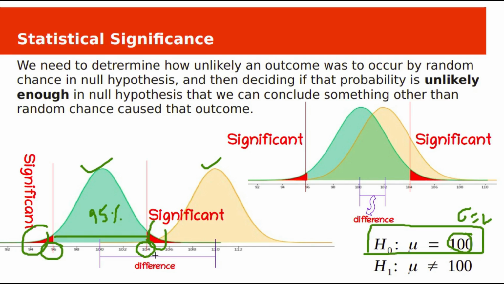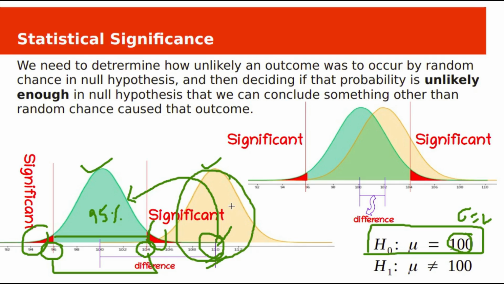The values which are in this red region are unlikely in this null distribution. Suppose the mean height of the test group is 110 centimeters, which is falling in this red region, meaning outside of the 95% confidence interval range of this null distribution. This observation is unlikely in this null distribution. This is very likely within this alternate distribution. So this value is significant in favor of this alternate hypothesis.